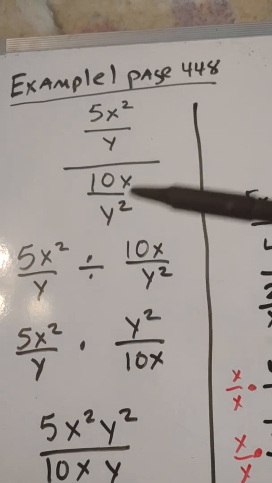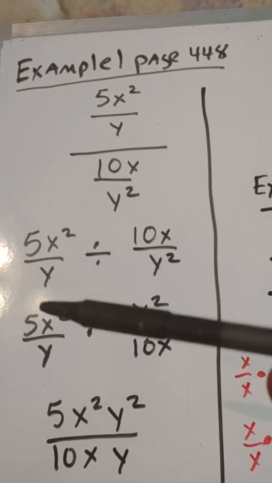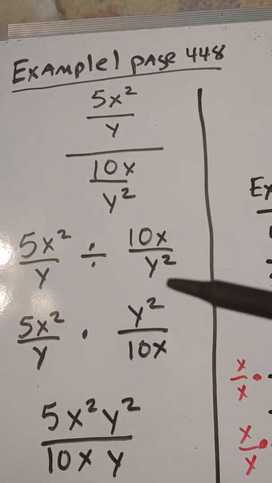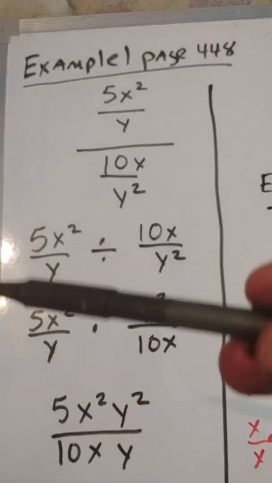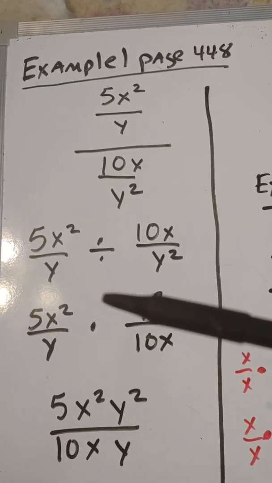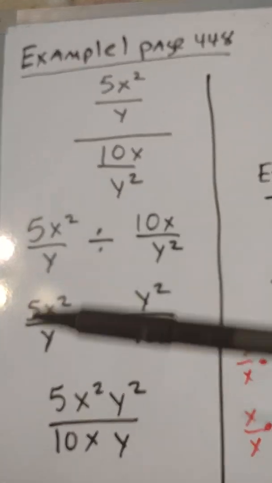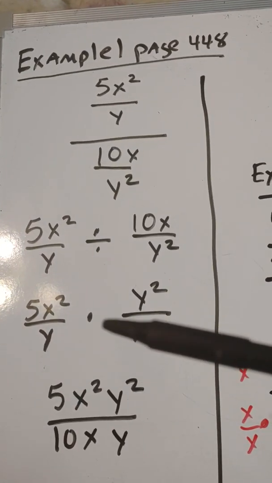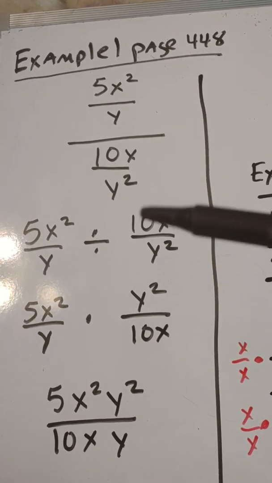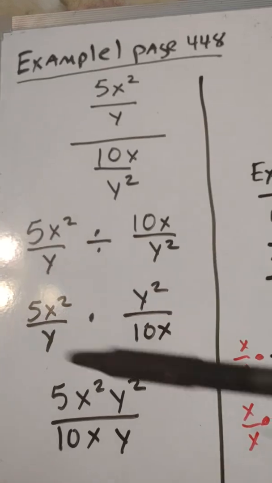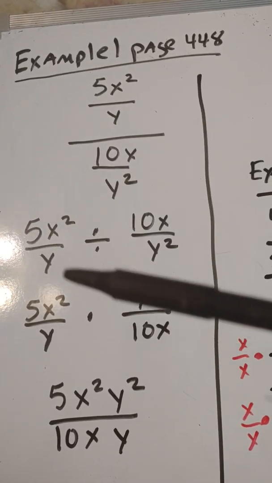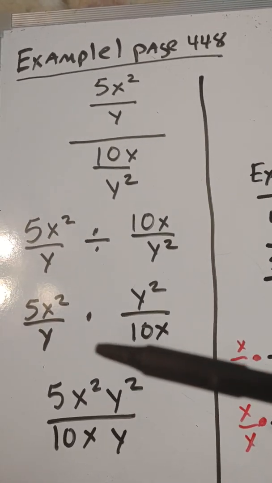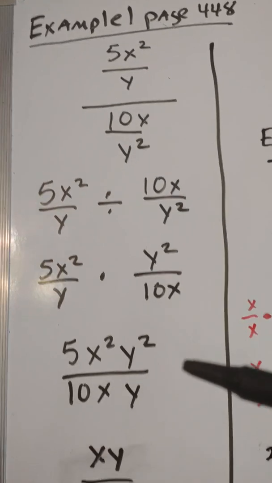So really we could take a complex fraction and write it like this: 5x squared over y divided by 10x over y squared. Now remember, we never divide fractions. We always take the front fraction and multiply by the reciprocal of the back fraction. So the same thing holds true here. So we take 5x squared over y, multiply it times y squared over 10x.